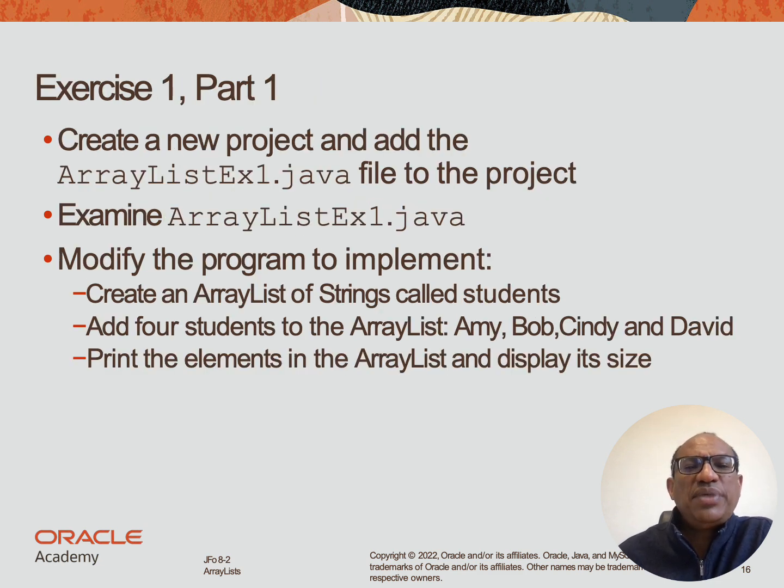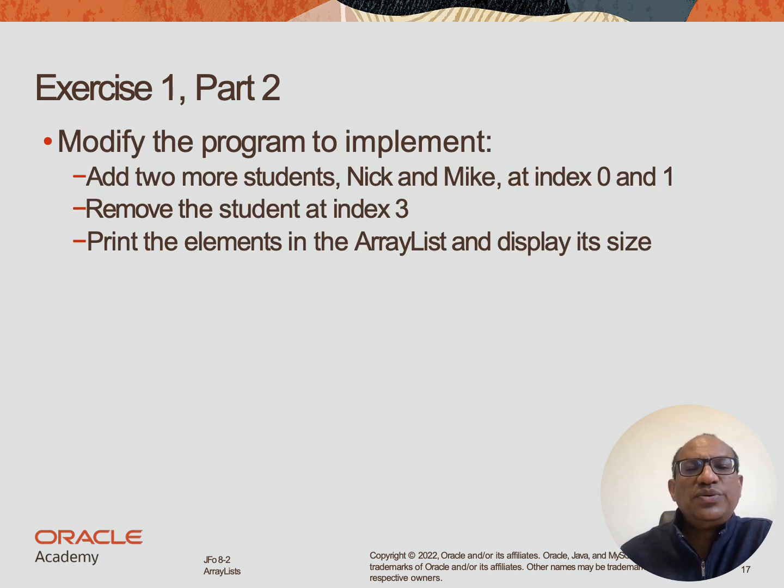In Exercise 1, Part 1, create a new project and add ArrayListx1.java. Modify the program to create an ArrayList of String named students. Add Amy, Bob, Cindy, and David. Print all elements and display the list size. In Exercise 1, Part 2, add Nick and Mike at index 0 and 1. Remove the student at index 3. Print the updated list and its size again. You're seeing how dynamic the ArrayList really is.